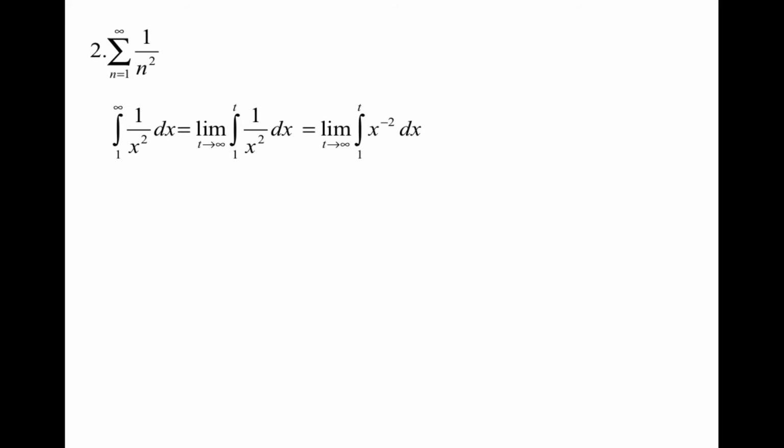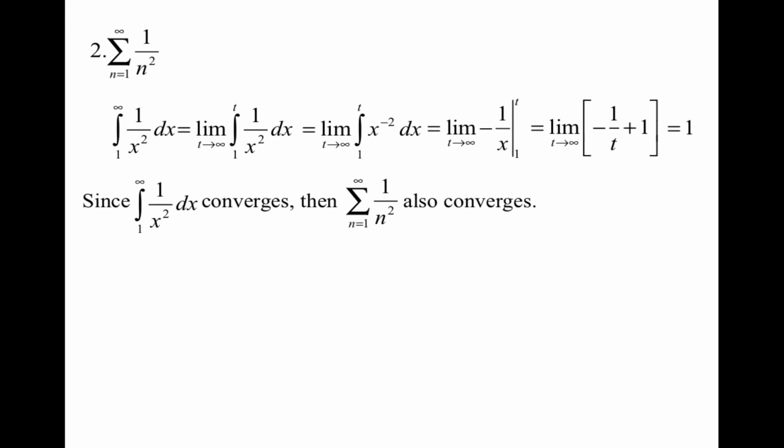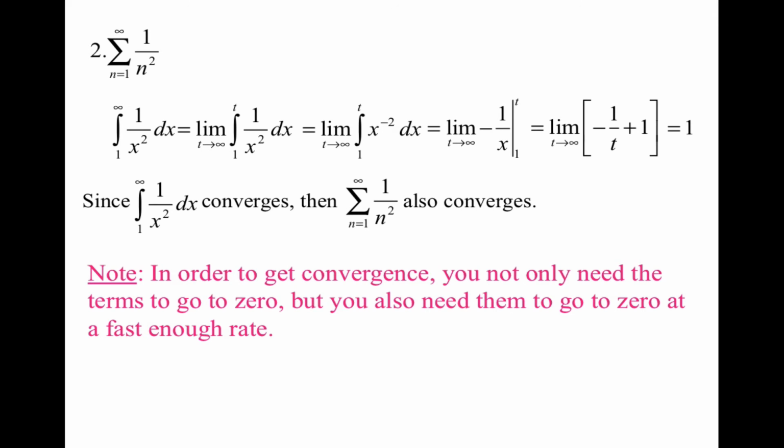I can rewrite 1 over x squared as x to the negative 2. And I can add 1 to the exponent and divide by that new exponent. So my antiderivative is negative 1 over x. Evaluate at t and 1. Now I can go ahead and take the limit, and I will get 1. So therefore, since this integral converges, then this series also converges. And in order to get convergence, you not only need the terms to go to 0, but you also need them to go to 0 at a very fast rate.